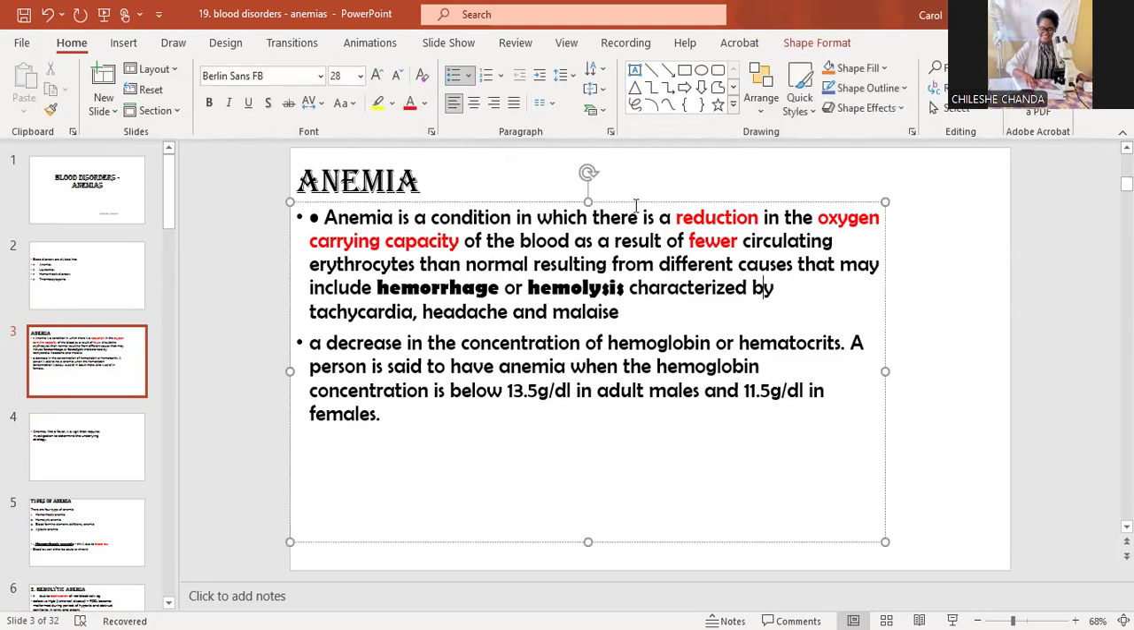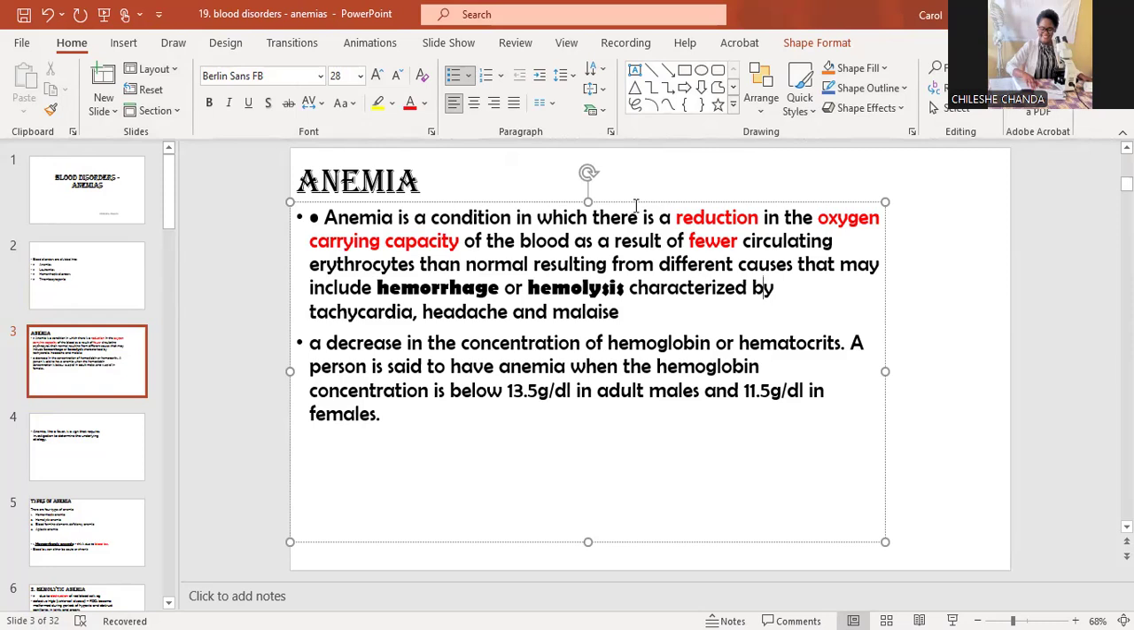Now, the characteristics of anemia include tachycardia, headache, and malaise. Always remember when you're writing a definition, you have to include things like the system, or whatever part is involved in that particular condition. So in this case, we're saying that anemia is a blood disorder.